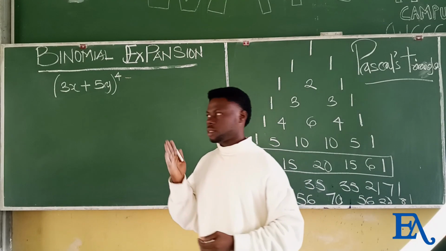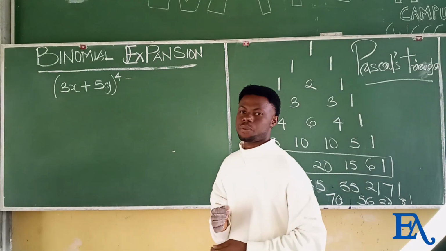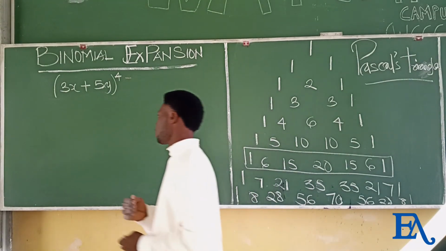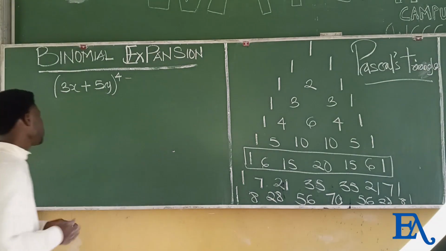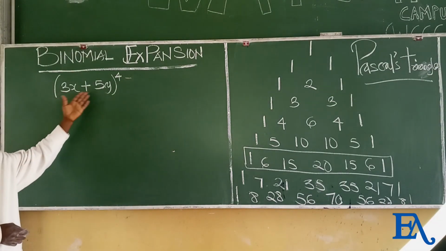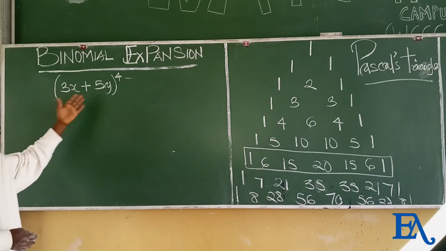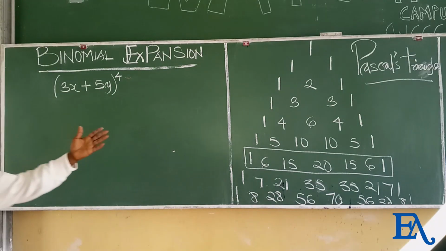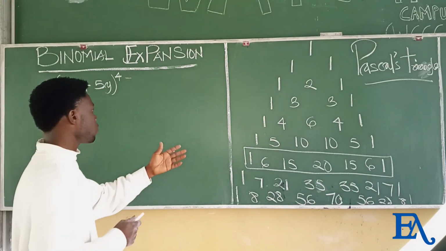Alright, let's consider this example on the board. This is quite different from the preceding example that we did. In this example, there is a coefficient attached to these variables: 3x plus 5y all raised to the power of 4. Alright, to do this, let's take off this part of the board.